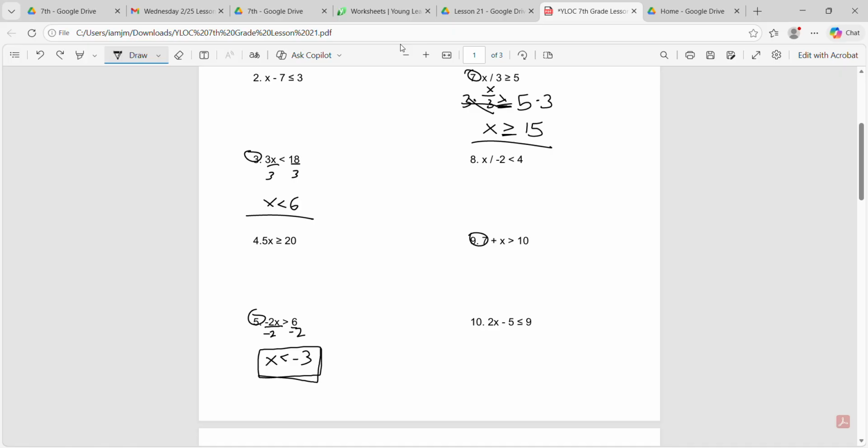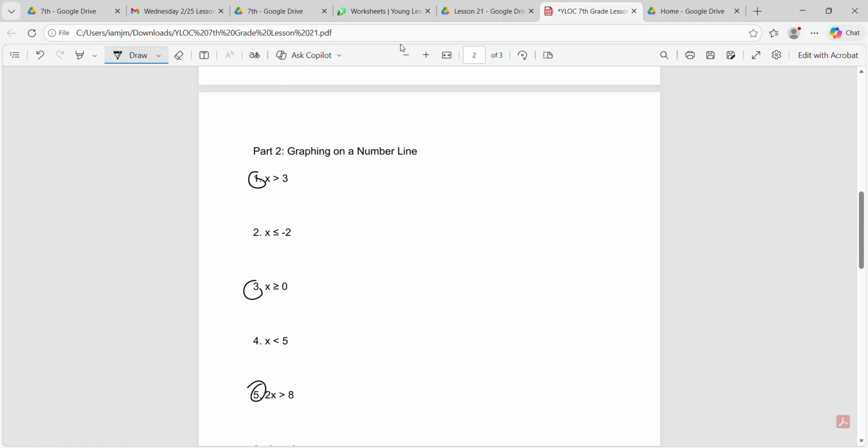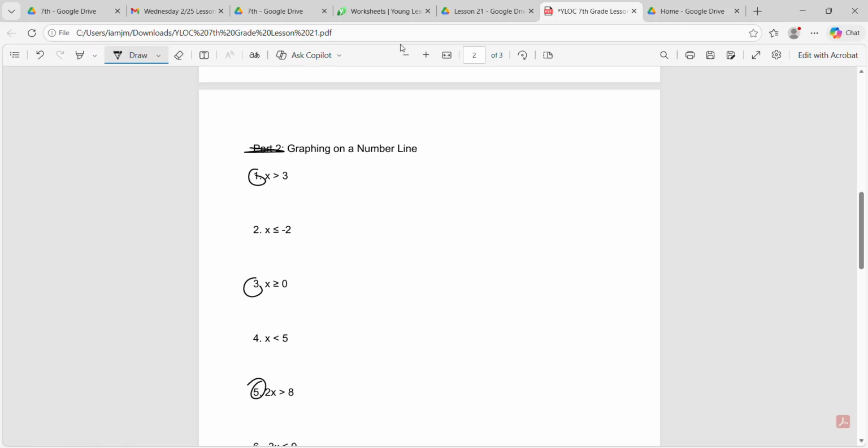Number 9. 7 plus x is greater than 10. Subtract 7 and get x is greater than 3. Nice job.